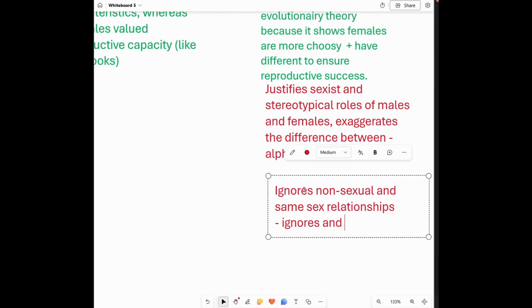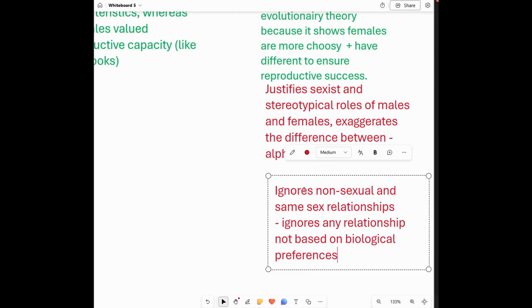It ignores any relationship not based on biological preferences. Some people are not constantly thinking about looks, they don't base their relationship on looks. They care more about... well, I mean, you could say that. I guess this doesn't really talk about the personality. It just talks about how they look and the way they act on a base level. It doesn't really go into detail. It's quite reductionistic.